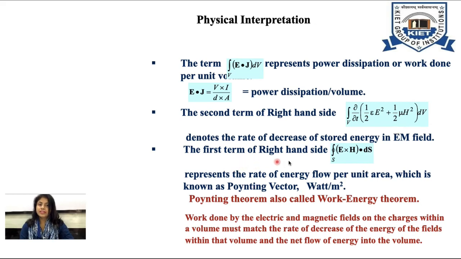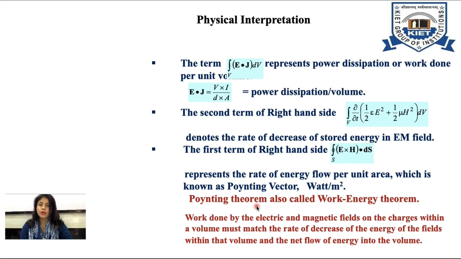And the first term of the right hand side is surface integration of E cross H dot ds, which represents the rate of energy flow per unit area, that is power per unit area, known as the Poynting vector. The unit of the Poynting vector is watt per meter square, and the direction of the Poynting vector is the direction of propagation of the wave.